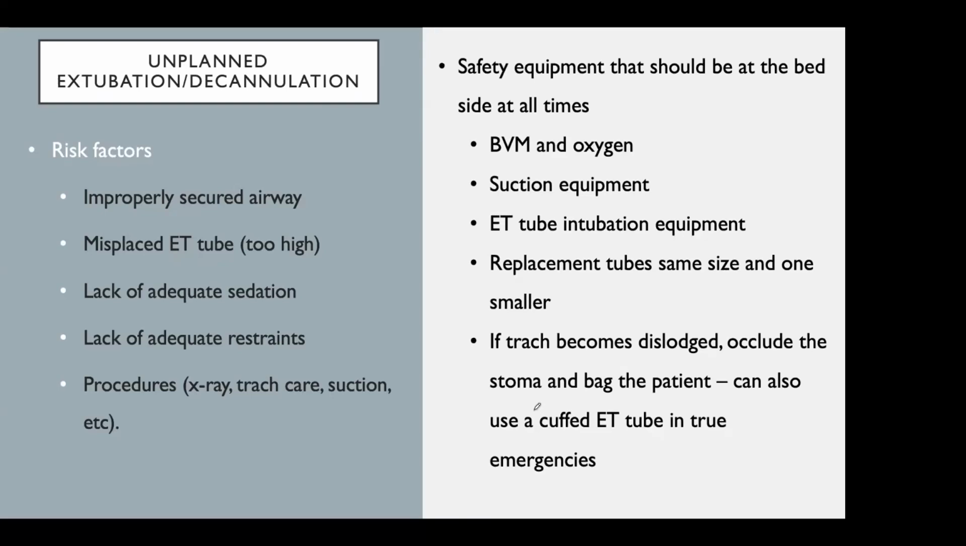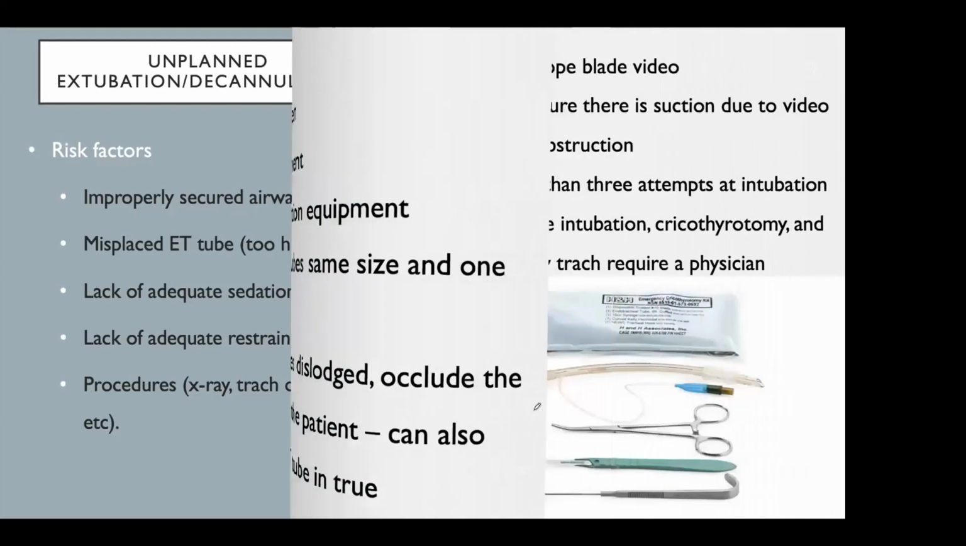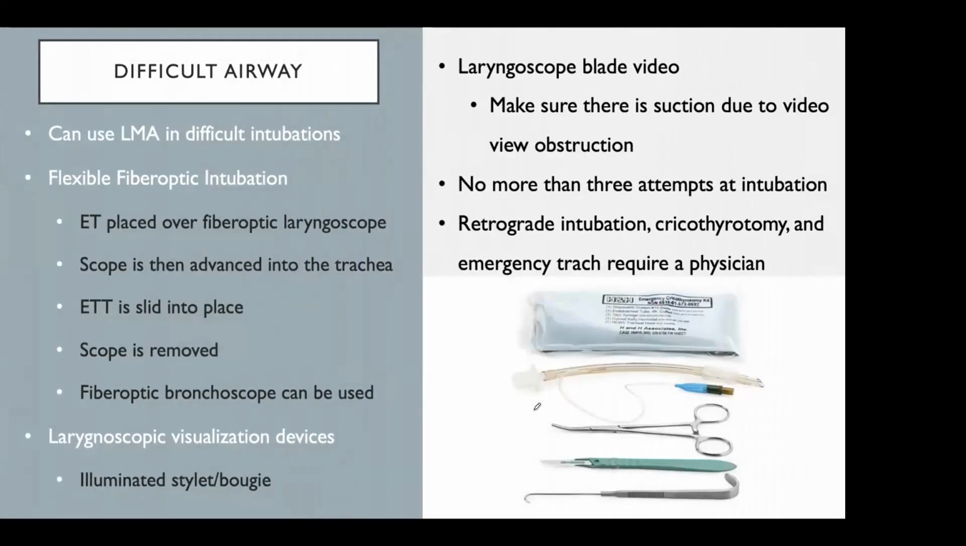If the trach becomes dislodged, occlude the stoma site and try to start bagging the patient. If you can't, nothing's going to happen. They have some weird upper airway anatomy going on. Go ahead and place that ET tube. Difficult airways, you're usually going to use some kind of flexible fiber optic intubation, probably a bronchoscope or something like that, to try to get the airway in. But if you cannot, life and death situation, you can do an emergency cric.